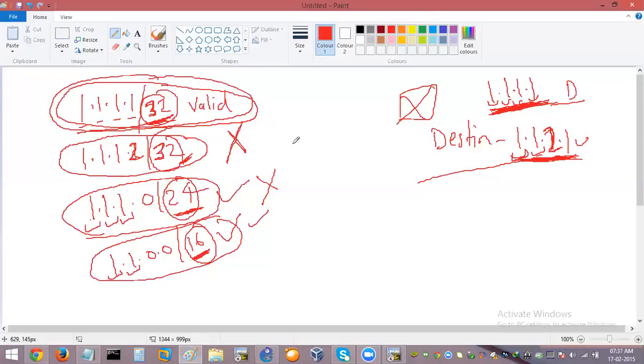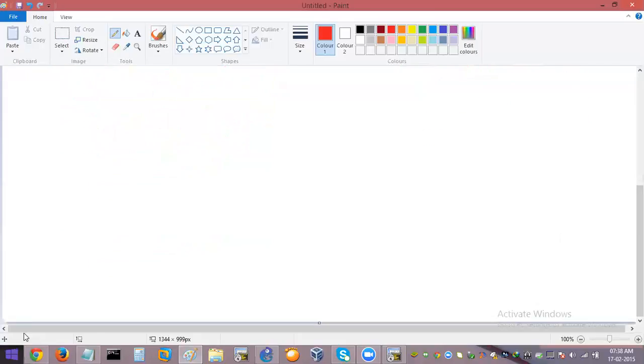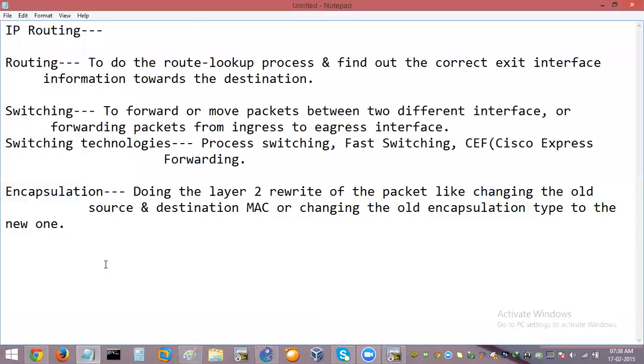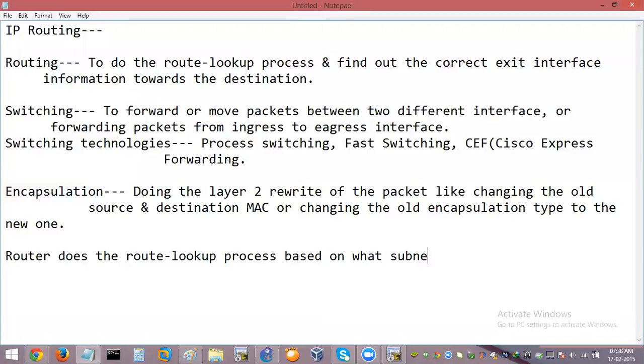This is very important for you to understand, so you can make a note on this. The router does the route lookup process. The route lookup process is that matching thing: matching the destination IP address to the routing table entries. When we match, that is called route lookup. The router does the route lookup process based on what subnet mask or fixed length.